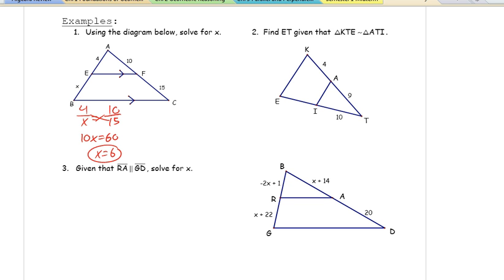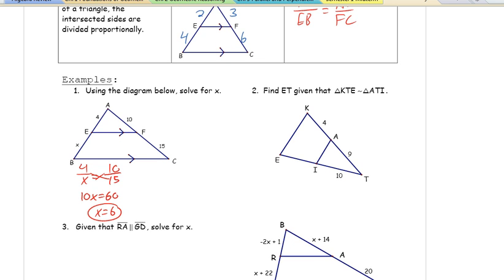Now, it's called side splitter. It is not called base splitter. It does not work when you have bases. So if I were to get a problem like, let me see where I can draw this, something like this, and I did 4, 8, and then maybe 2, and x, you cannot do 4 over 8 equals 2 over x. It does not work with sides and bases, only with sides. That's why it's called side splitter.